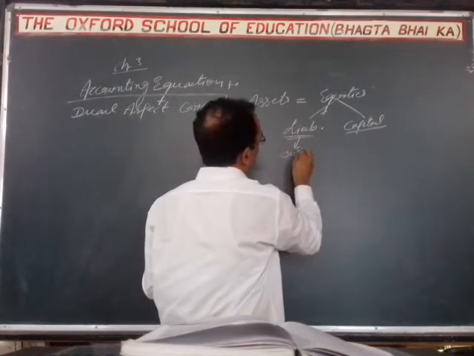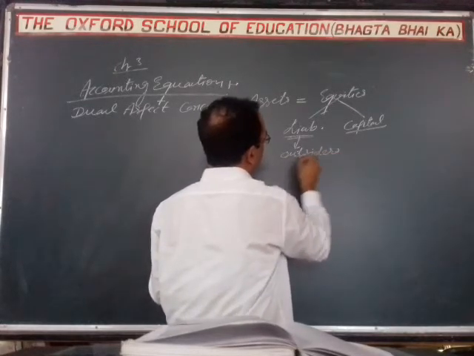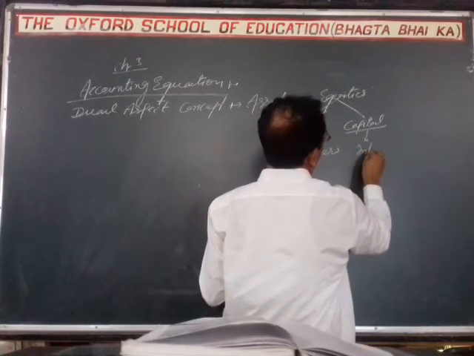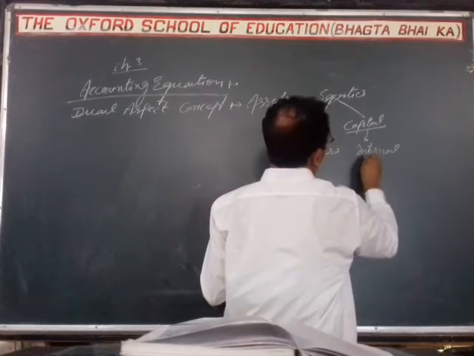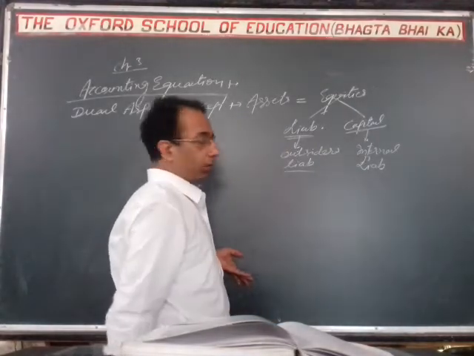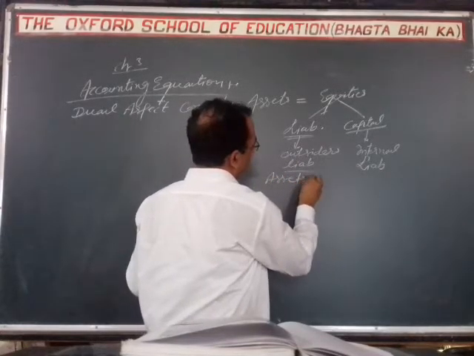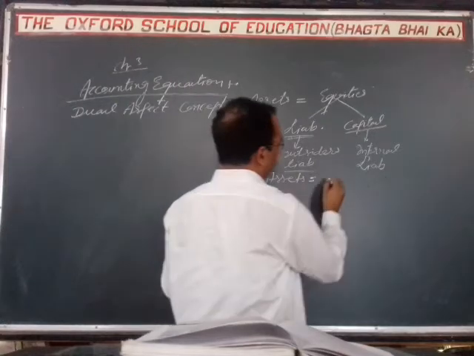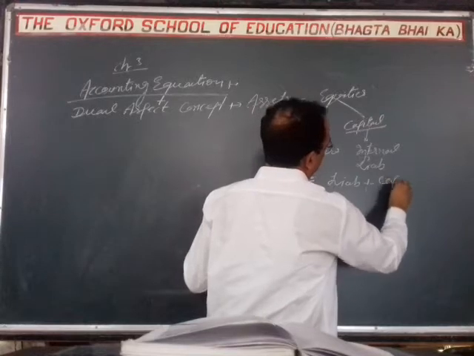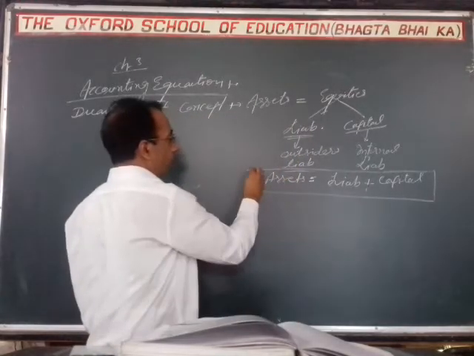Liability, basically this is the outsider liability, and capital is the internal liability, and always assets is equal to equities. So assets is equal to liability plus capital. Asset is equal to liability plus capital.